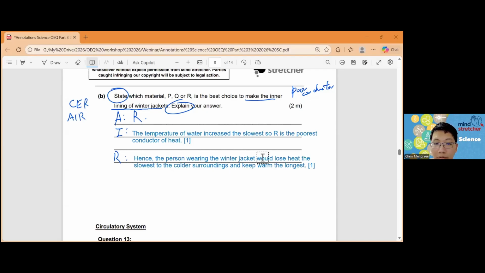CER. For those who have not learned CER, it is what most of you learn in school: claim, evidence, reasoning. Claim is just the answer. Evidence is information from the data or question. Then the reasoning is the explanation. Same as AIR. AIR is answer, information, reasoning. They are the same.